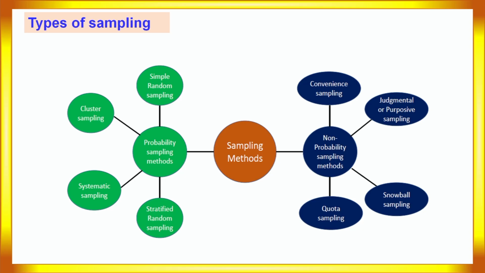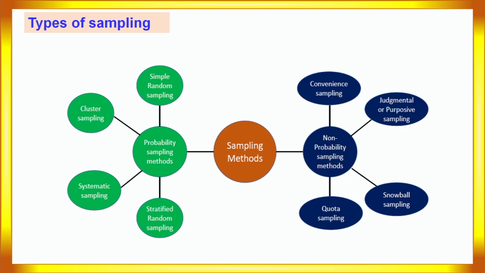Non-probability sampling methods are like convenience sampling, quota sampling, snowball sampling, double sampling, and judgmental or purposive sampling. Those are the different non-probability sampling methods. Now, coming to the first probability sampling method, that is simple random sampling.